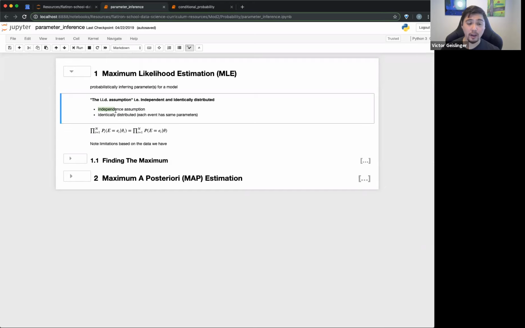So independence doesn't always hold, but this is an assumption we use for our next derivation. And then identically distributed. This basically says that each event has the same parameters, and this is kind of similar to independence, but not quite. It basically just means that the probability doesn't change over time or over each experiment.